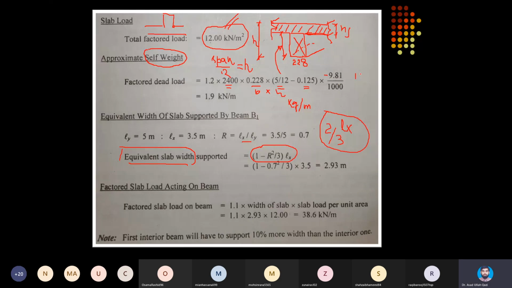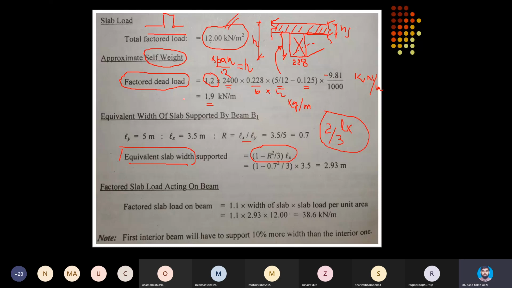Since I am doing ultimate strength design, and that is the reason the factored slab load is given to me, the self weight of the beam should also be factored. So I have selected the dead load factor 1.2 to convert the self weight of the beam projected below the slab into the factored self weight of the beam. So I got 1.9 kilonewton per meter as the factored self weight of the beam.